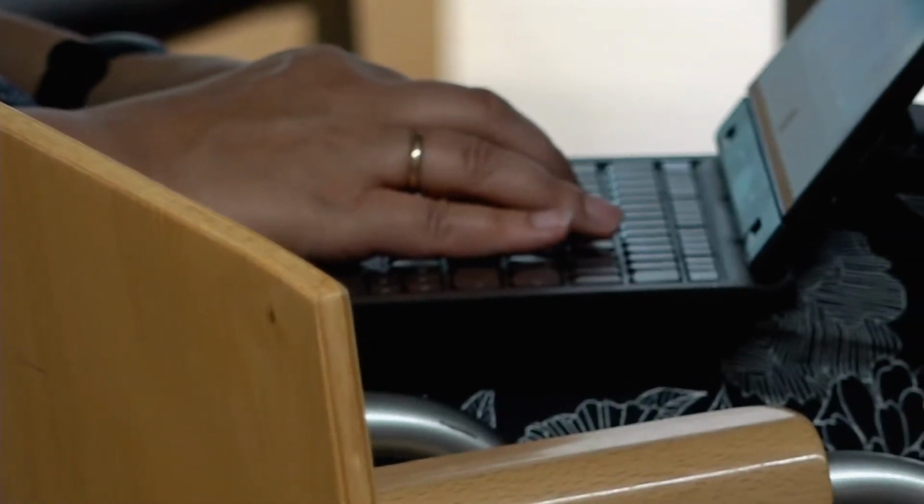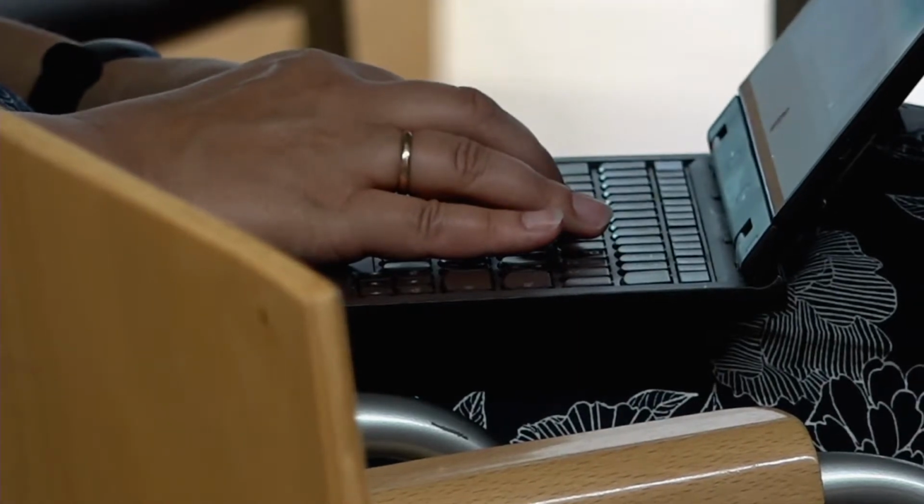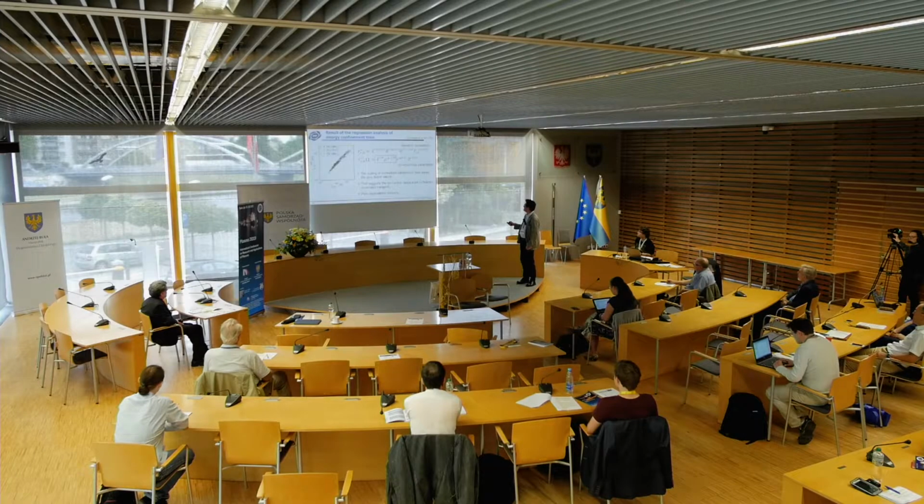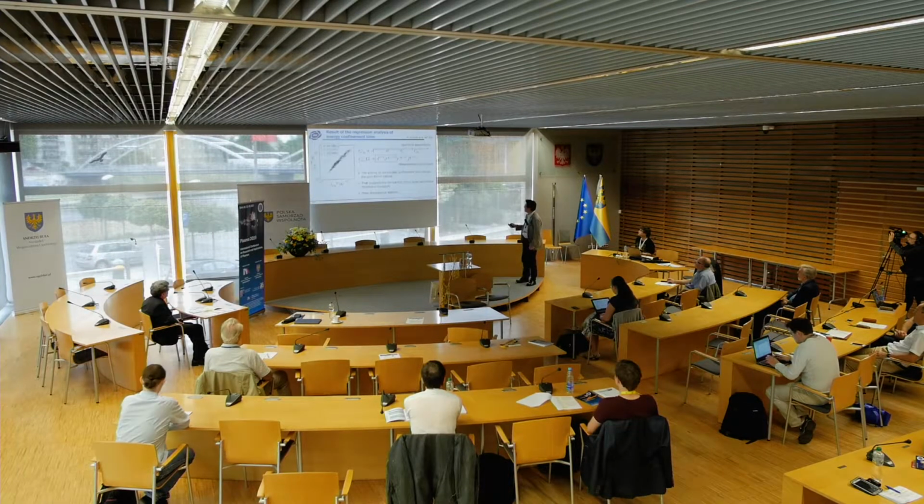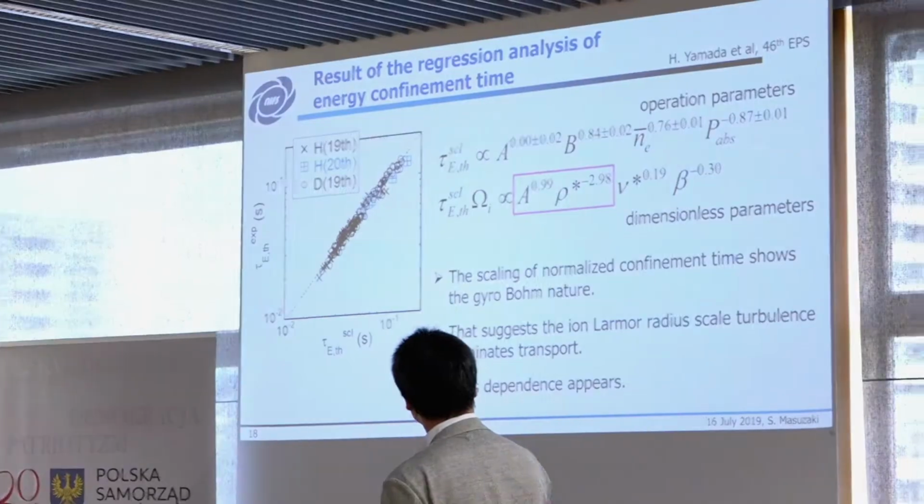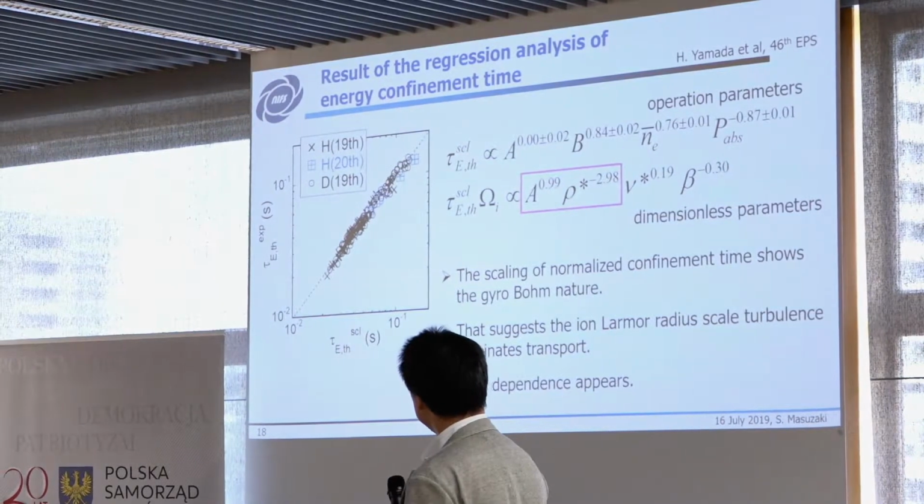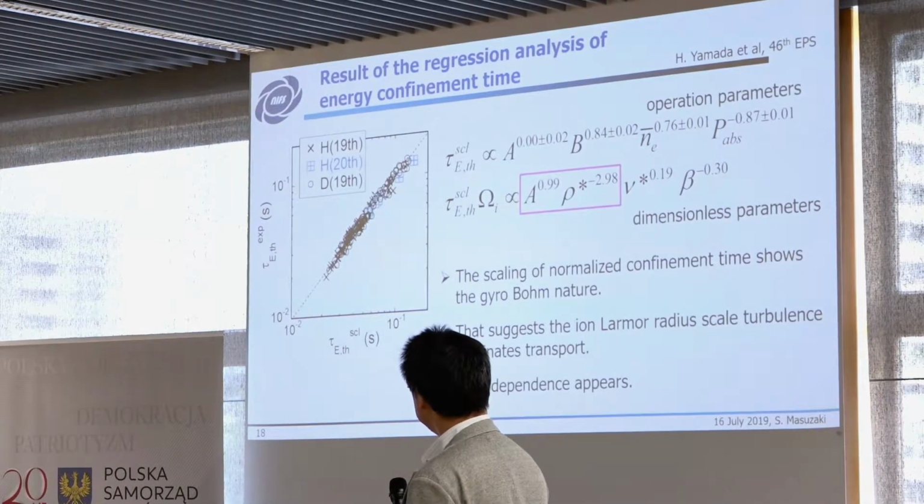So the expression is like this. This expression uses operational parameters: mass, magnetic field strength, density, and absorption heating power. In this case, this scaling expresses the experimental result very well. In this case, we can't see the mass dependence, nothing.